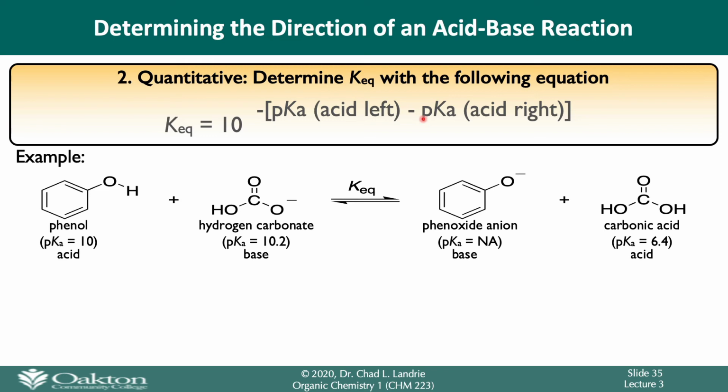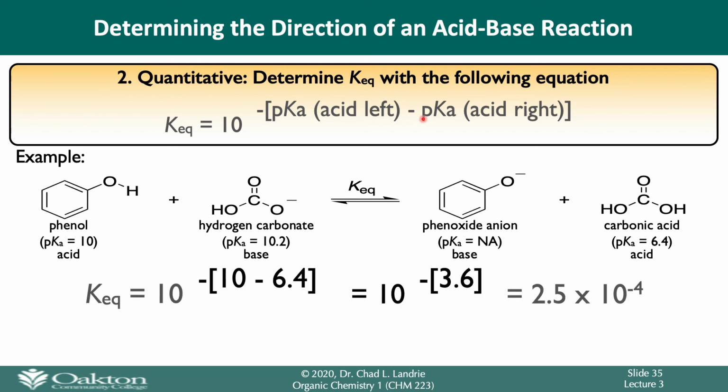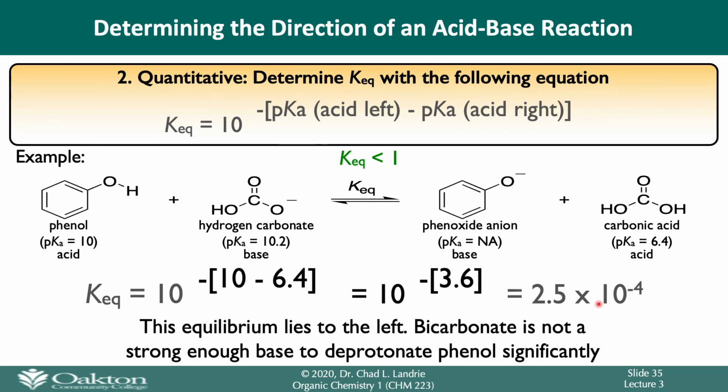Right, so the KEQ here would be 10 to the negative, and then who is the acid on the left? It's phenol, right? And phenol has a pKa of 10. So 10 to the negative 10 minus 6.4, which is the pKa of the acid on the right. If I work that out, I get 2.5 times 10 to the negative 4, right? And that tells me that this equilibrium lies to the left. That's a small equilibrium constant. It's less than 1. Lies to the left, right? And I figured that out just from pKa values.